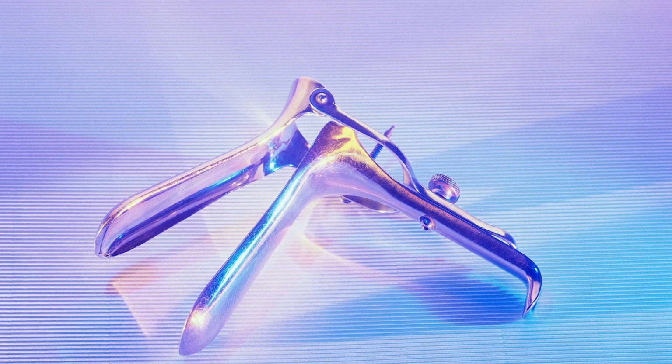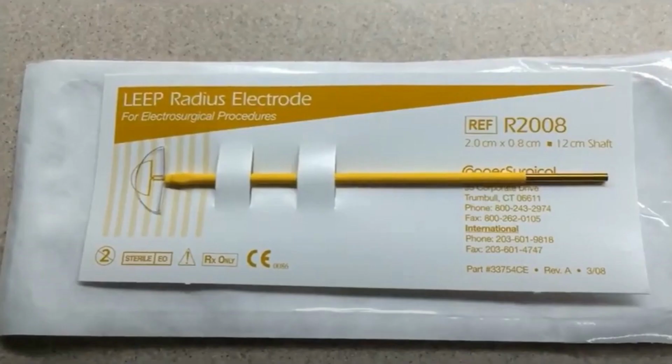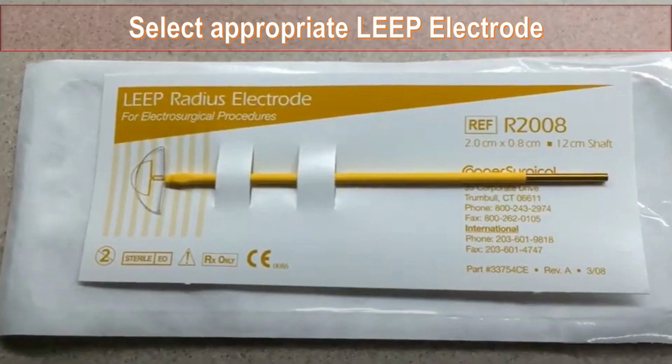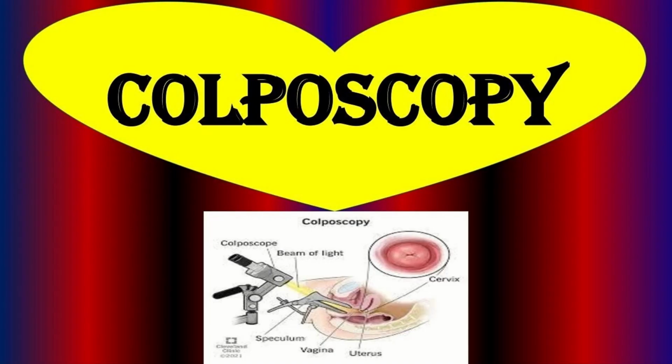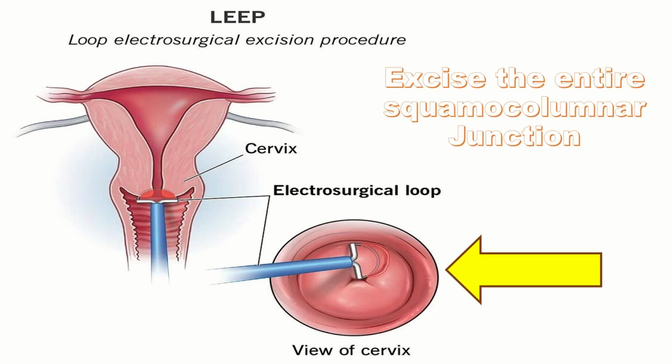After positioning of the patient under good light, pick the right size speculum. Select the appropriate LEEP electrode. If the facility of colposcopy is there in the setup, then it's a good idea to do a brief colposcopy in the patient to find the worrisome spots. Although we find the worrisome spot on the colposcopy, during the LEEP procedure we excise the entire squamocolumnar junction.